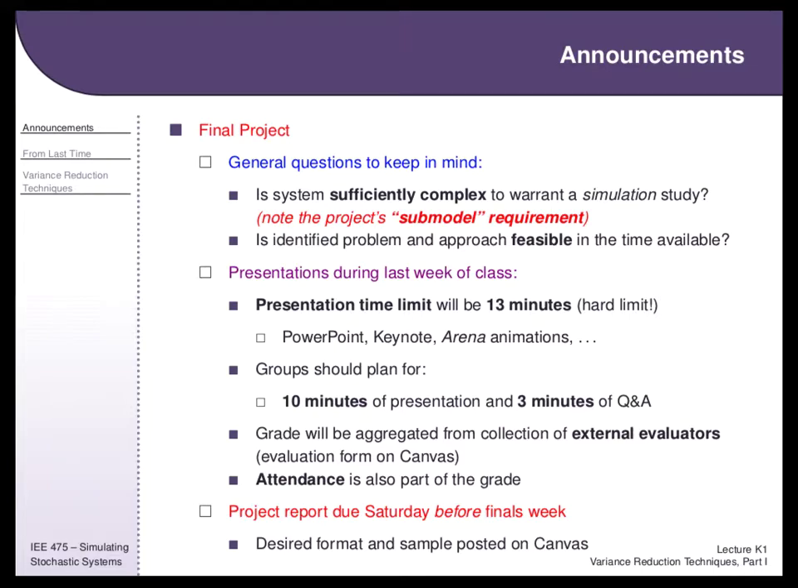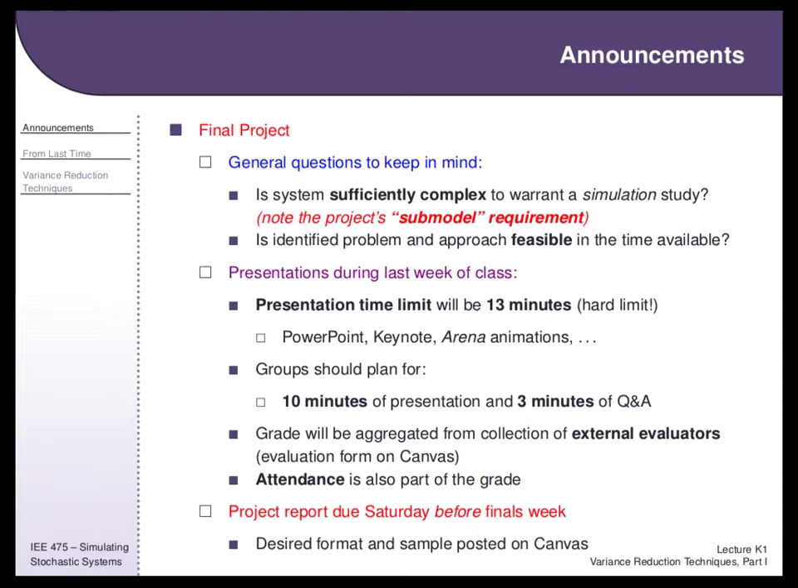But I also don't want you to pick something that is infeasible. We totally understand that you're only working on this for a couple of weeks, so it's not supposed to be a full semester term project, but it should still be something worthwhile.